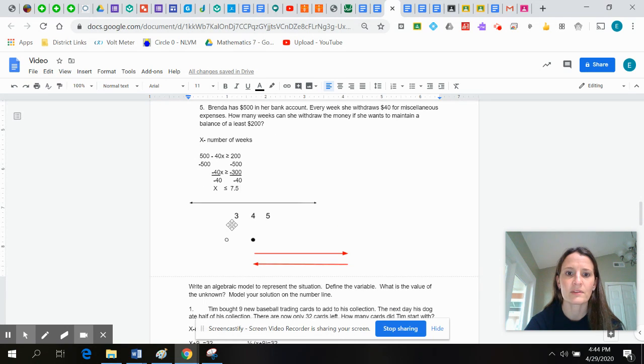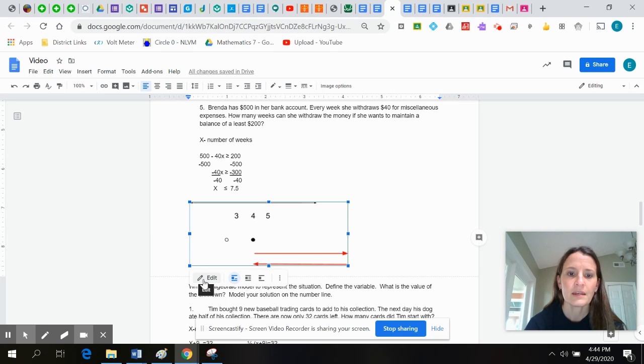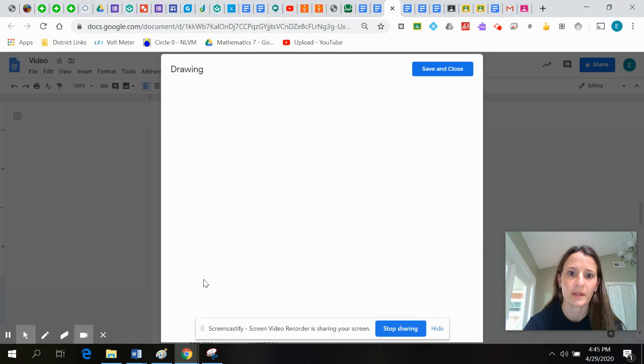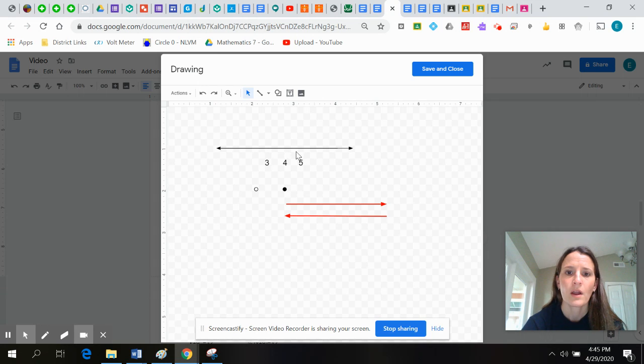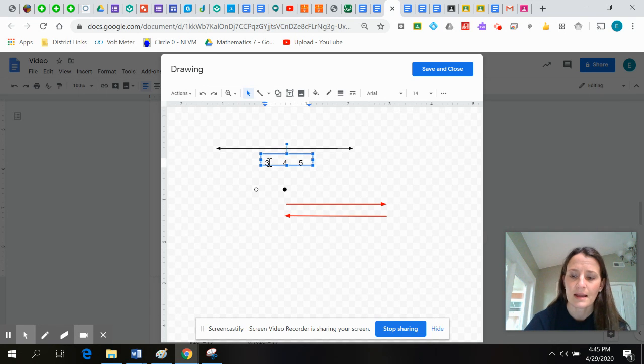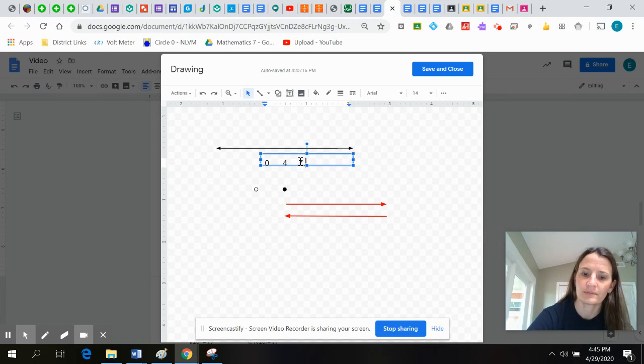All right, so let's model this on the number line. Now, there are fractions of the week. Today's Wednesday. Half a week is Wednesday. There's Tuesdays. That's a fraction of the week. So we're going to represent our number line with a bolded line to indicate everything between 0 and 7.5. I put some spaces in between here.